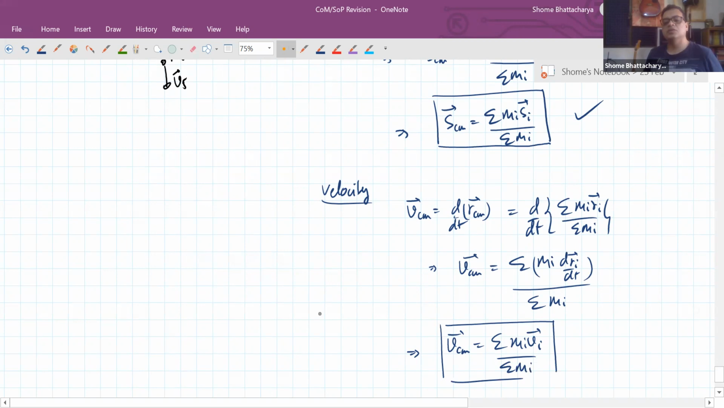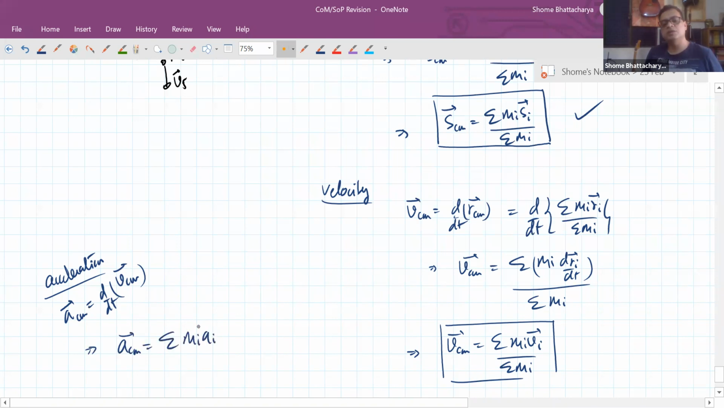And similarly, we'll have acceleration by exactly the same process, the instantaneous rate of change of velocity, and then substituting this. So we will get acceleration of center of mass is summation m into a divided by total mass.